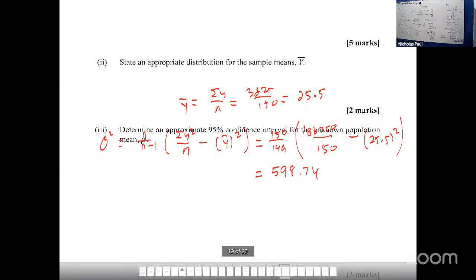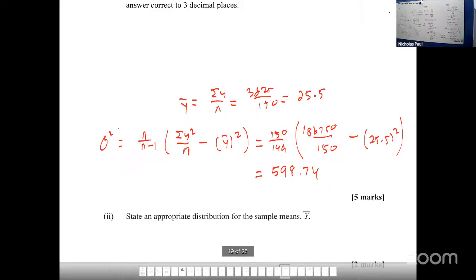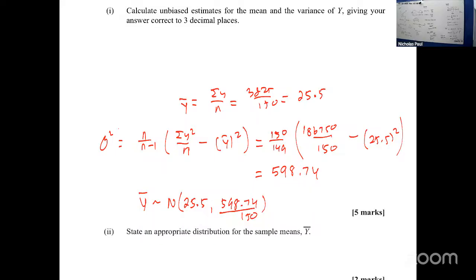Next one. Say the appropriate distribution of sample means y bar. What's the distribution again? Y bar follows a normal distribution with mean 25.5 and variance 598.74 over 150. Don't forget the 150. Sigma squared on n, right?